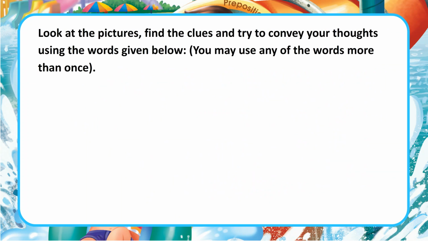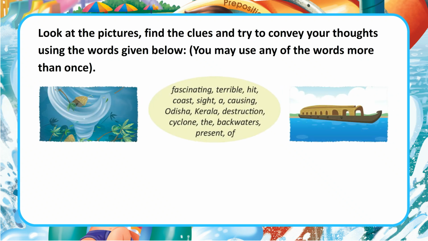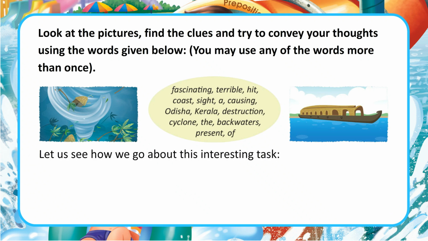Sentences. Look at the pictures, find the clues and try to convey your thoughts using the words given below. You may use any of the words more than once. Fascinating, terrible, hit, coast, sight, a, causing, Odisha, Kerala, destruction, cyclone, the, backwaters, present, of. Let us see how we go about this interesting task.